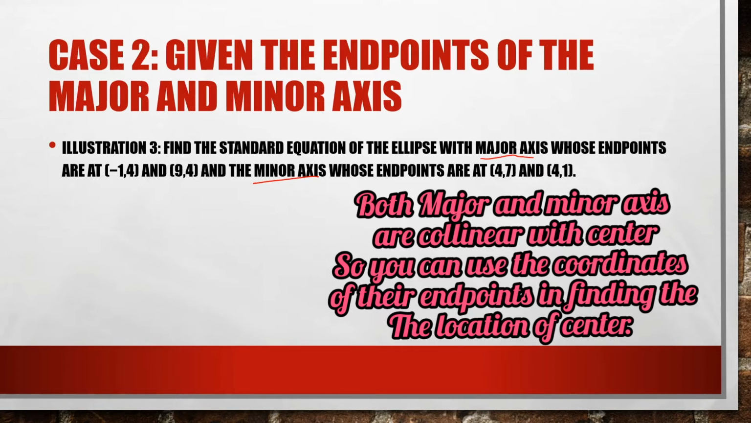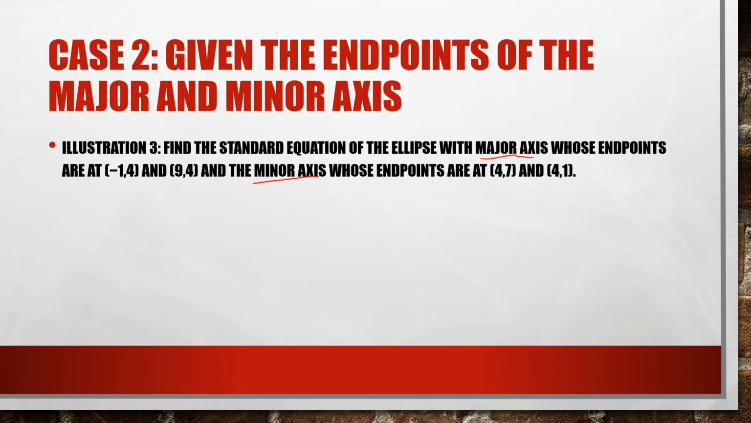Dahil collinear naman yung major axis with the center. So, yung formula, x sub 1 plus x sub 2 over 2 and yung y sub 1 plus y sub 2 over 2. So, substitute natin yung values ng x sub 1 and x sub 2. So, yung x sub 1 is itong negative 1, then, plus x sub 2, itong 9 over 2. And then, yung y sub 1, itong 4, plus y sub 2, itong 4 ulit.